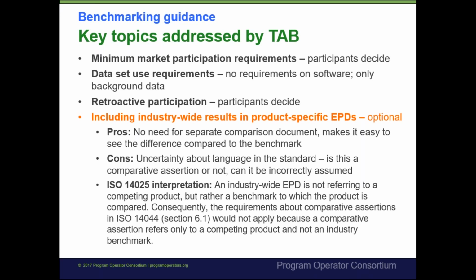So some concerns that were raised during this discussion were that there was some uncertainty about the language in the standard and whether it was a comparative assertion or not, or whether it could be incorrectly assumed to be a comparative assertion by a reasonable user. So our interpretation of ISO 14025 is that the industry-wide EPD is not referring to a competing product, but rather a benchmark to which the product is compared. So the definition of comparative assertions wouldn't apply since it's only to competing products, not an industry benchmark.